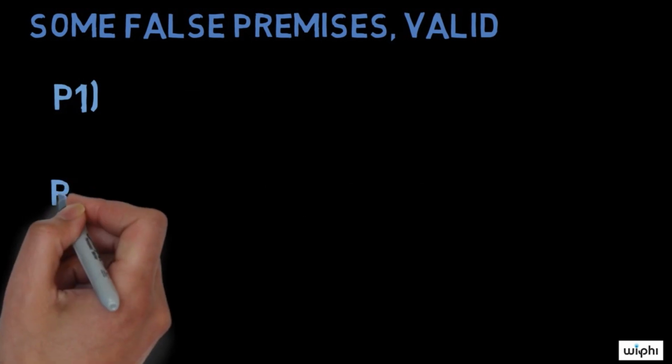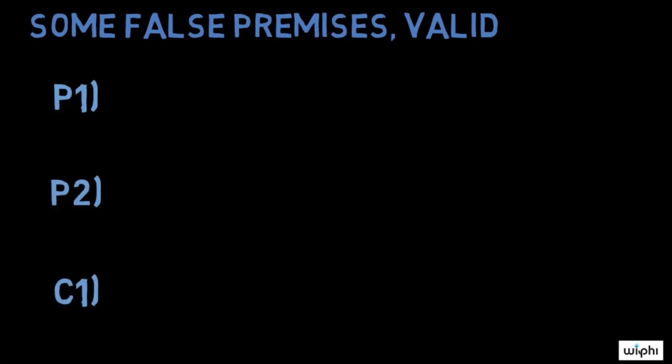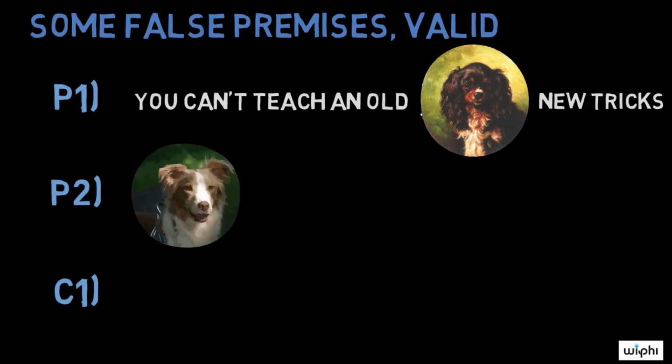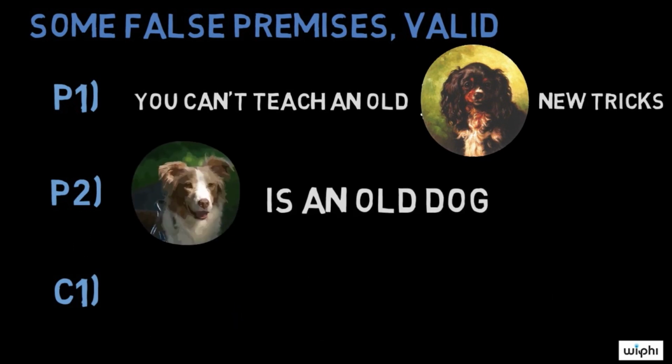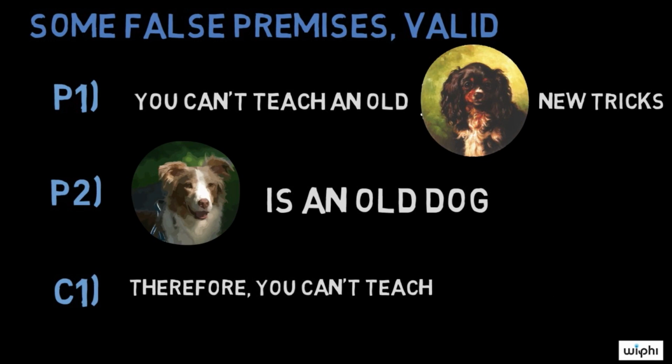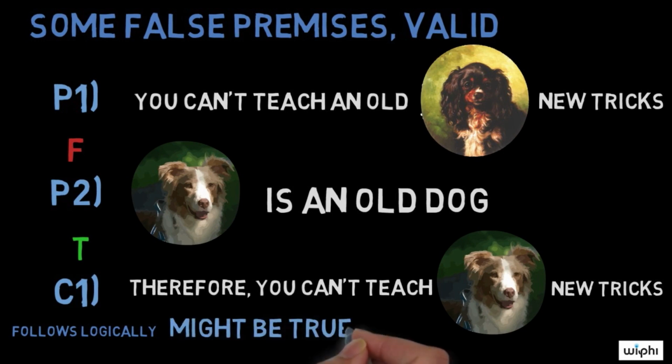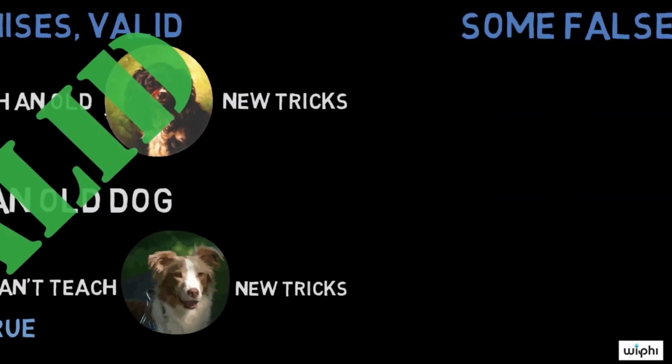We are now going to look at an argument with at least one false premise that is valid. Premise 1. You can't teach an old dog new tricks. Premise 2. Split is an old dog. Conclusion. Therefore, you can't teach Split new tricks. Here the first premise is false, but the reasoning is valid because the conclusion follows logically from the premises. Notice too that just as in the last example, the conclusion of this argument may happen to be true, although the argument does not establish that it is.